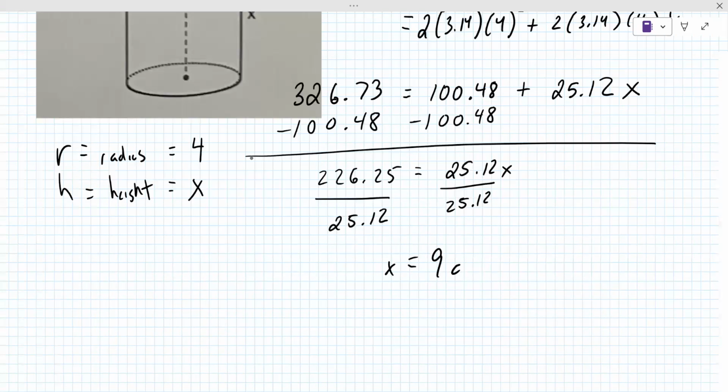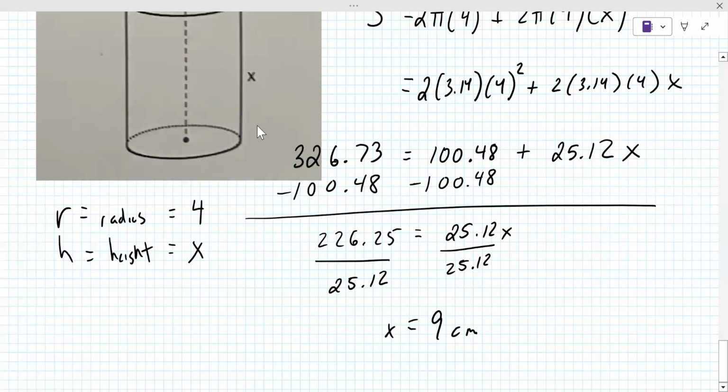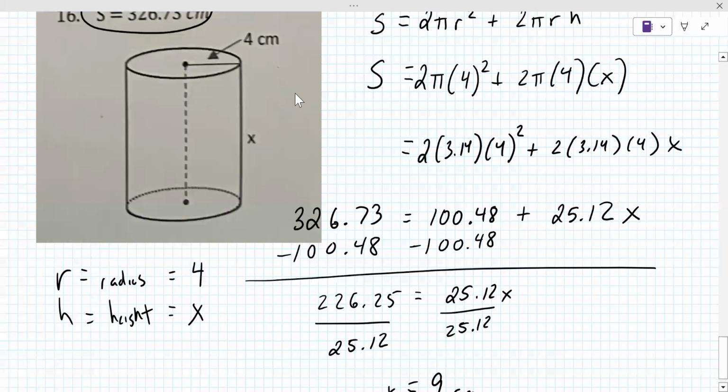Centimeters squared. It's not centimeters squared, it's a length. X is a height here, it's a length. Okay, so centimeters. And there we go.